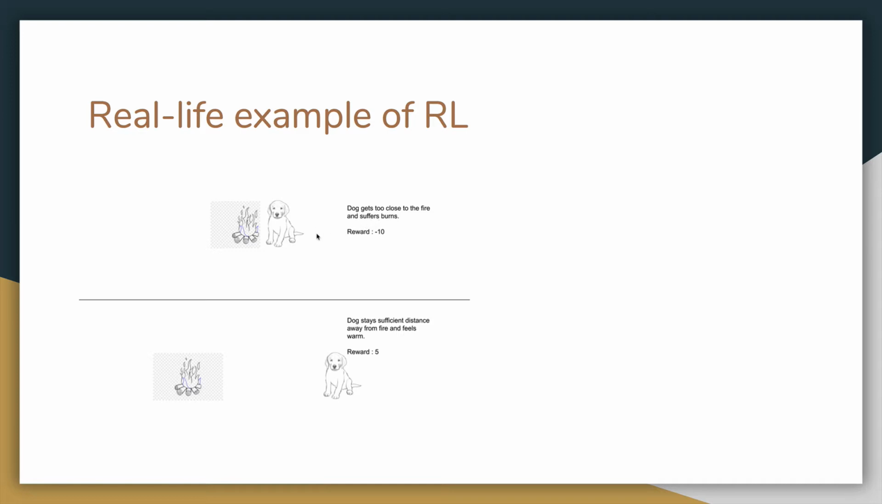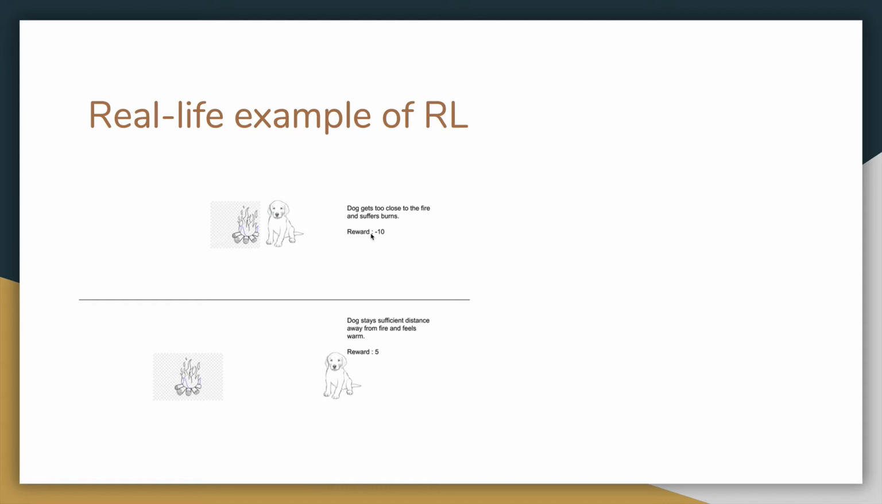Once it suffers some burns, that is not a pleasant feeling for the dog. So that is a negative reward for the dog. Let's say a negative reward of -10. So immediately the dog is going to automatically associate benefit and dangers with fire. It is going to infer from the fact that when it was a sufficient distance away from the fire, it got warm, but it didn't suffer burns. And when it got too close to the fire to the point that it touched the fire, it got burnt, and that is not what it wants to suffer.